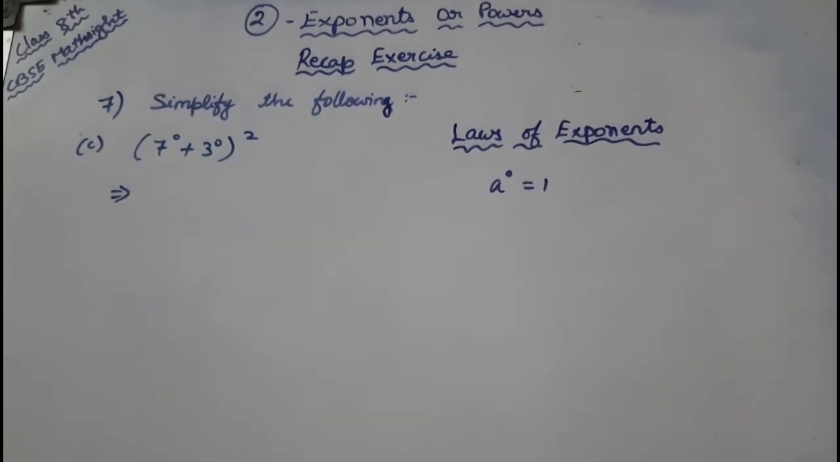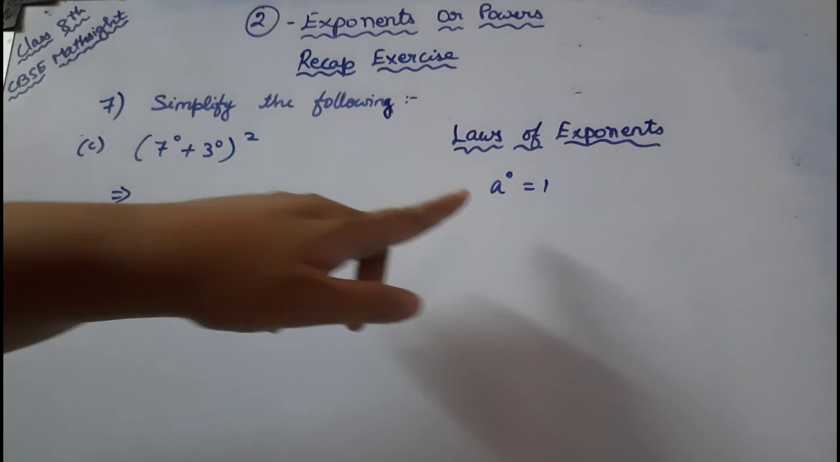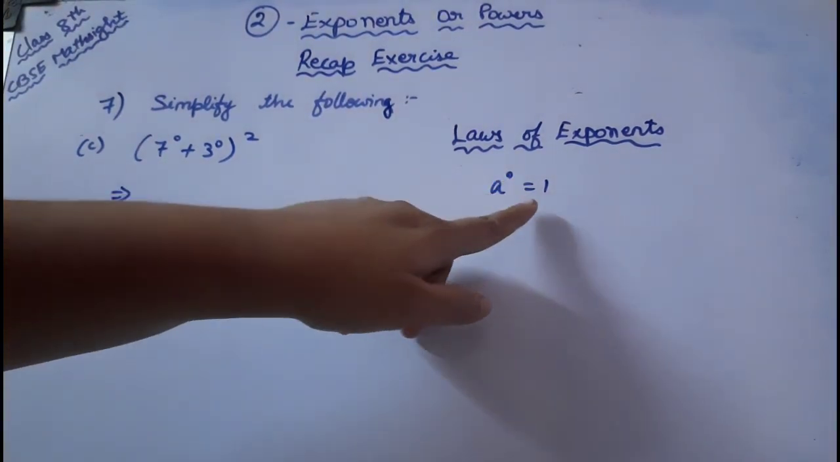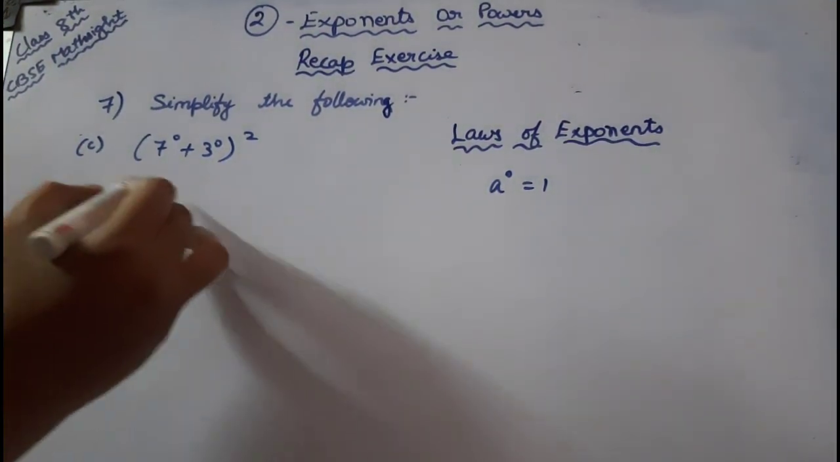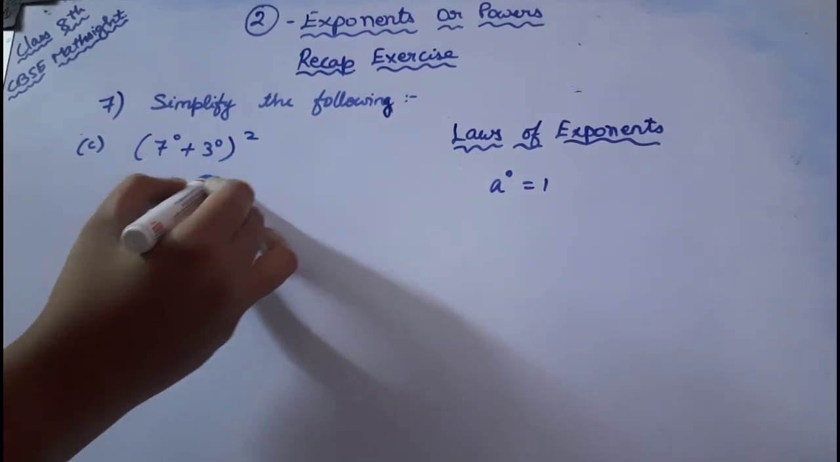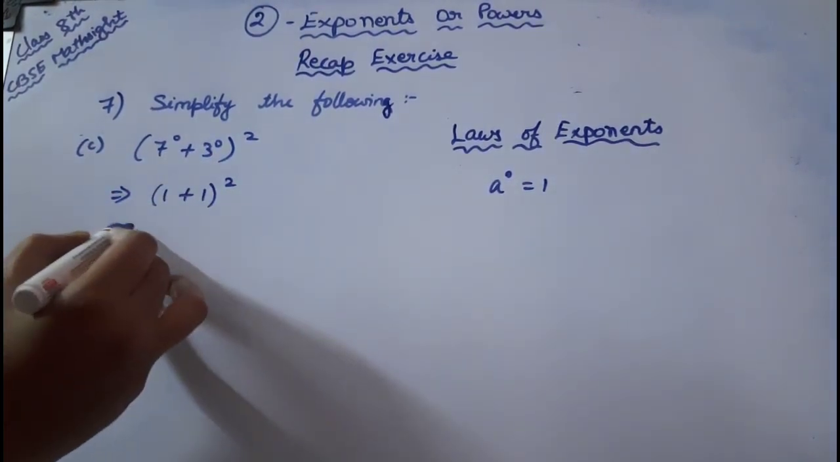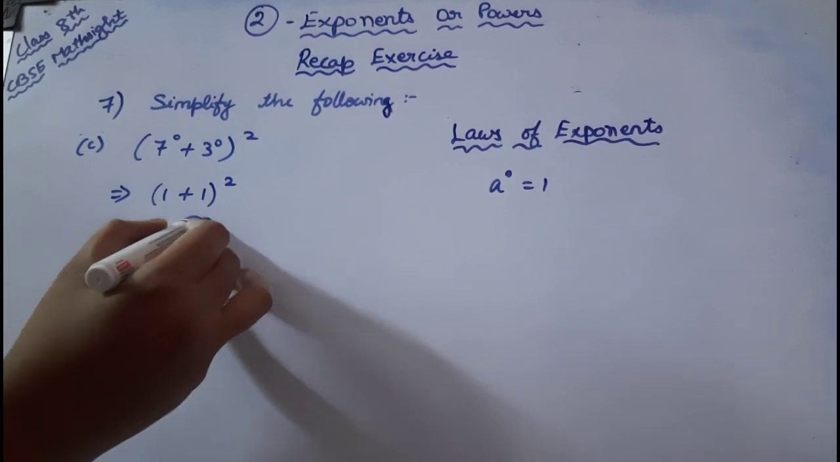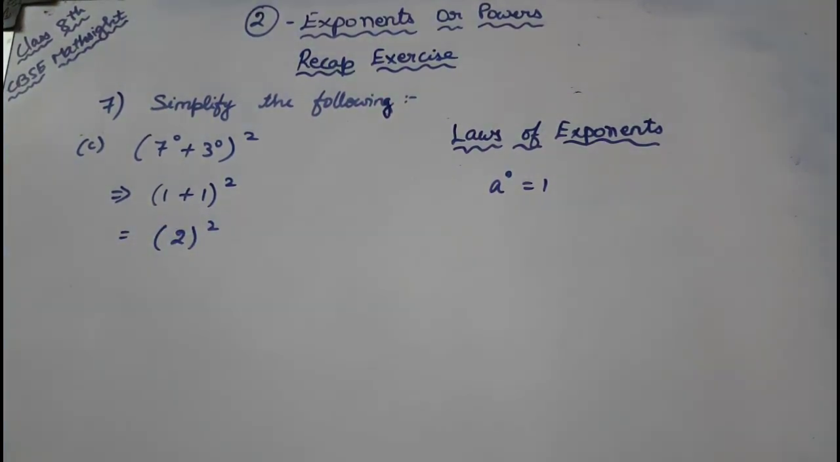The next sum we have 7 to the power of 0 plus 3 to the power of 0, whole square. So we are going to use the format any base to the power of 0, the value will be 1. So 7 to the power of 0 becomes 1 plus 3 to the power of 0 becomes 1. So 1 plus 1 whole square. 1 plus 1 is nothing but 2 whole square. Answer is 2 to the power of 2.